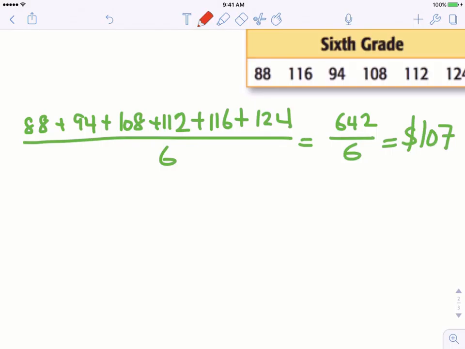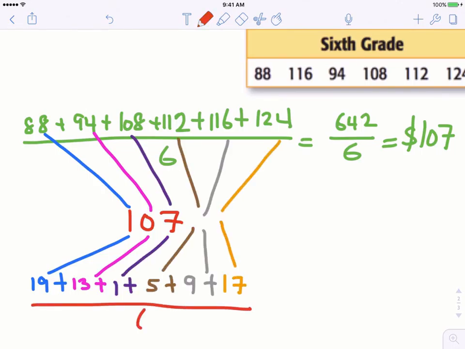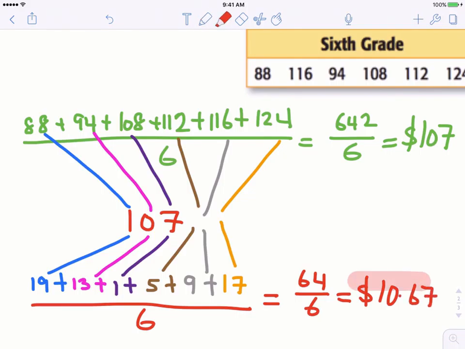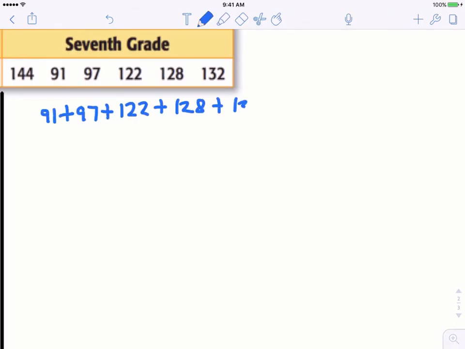Now, we need to find the distance of each number from the average. 88 is 19 away from 107, 94 is 13 away from 107, and so on. Once we get the 6 distances, we need to average them together, which will bring us $10.67 as our MAD.